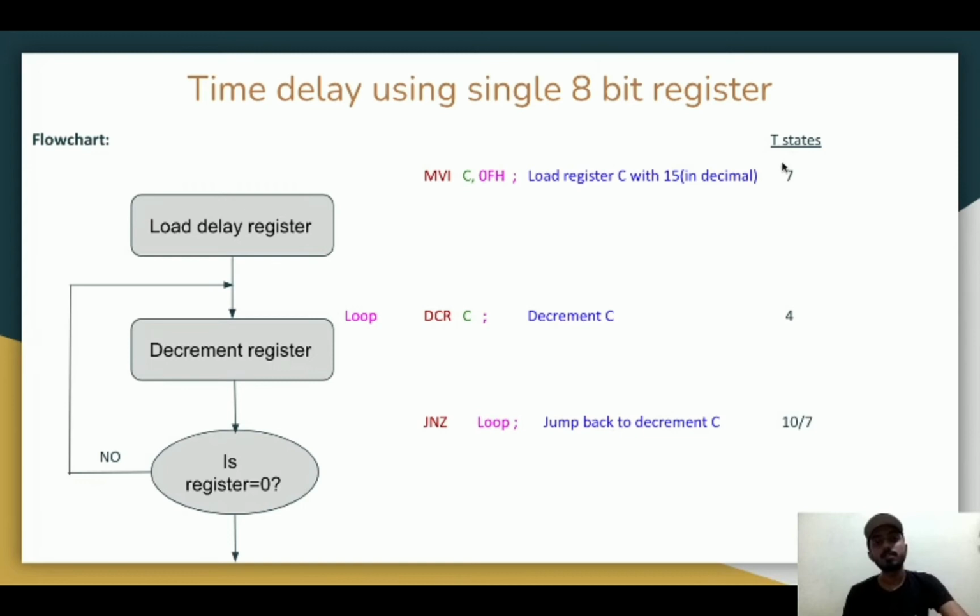Here are the T states. What T states are is, if any instruction is executed in the microprocessor, it requires some time which is described by T states. So MVI requires 7 T states, DCR requires 4T, and JNZ 10T and 7T. Suppose the loop runs n times, so 10T will be used n-1 times and 7T will be used only once, that is in the last step.